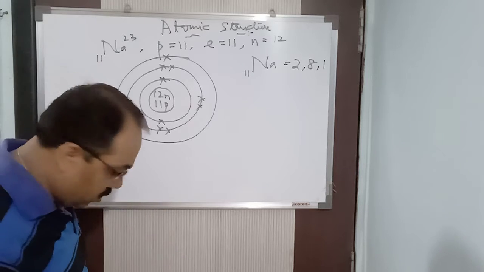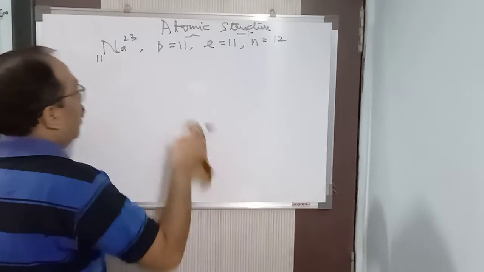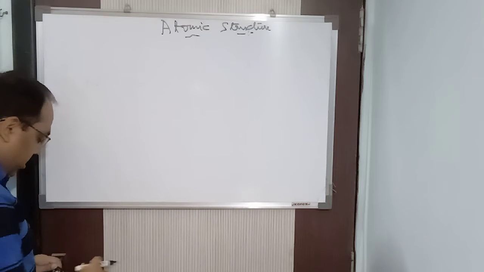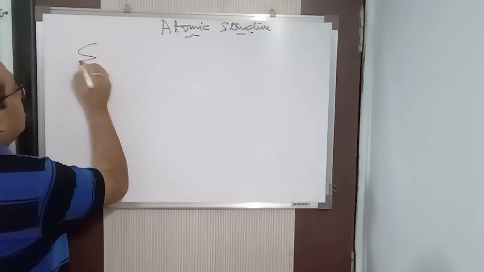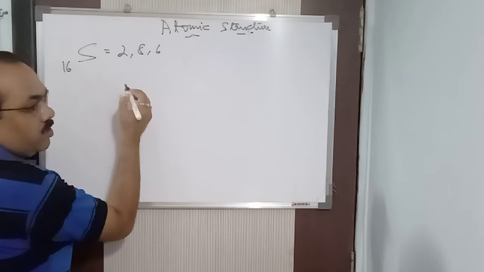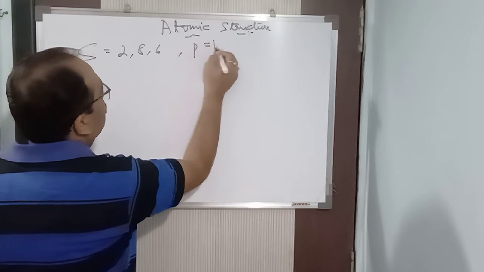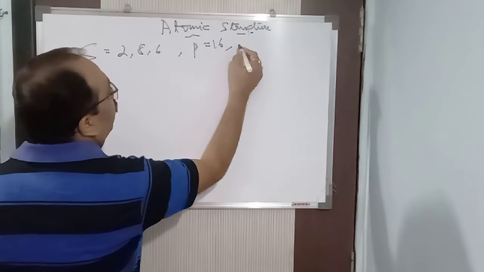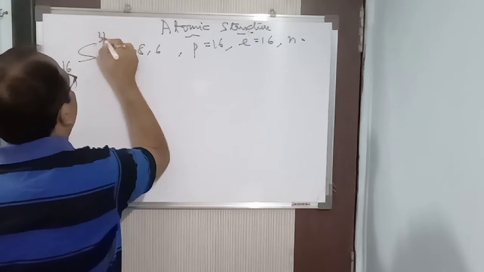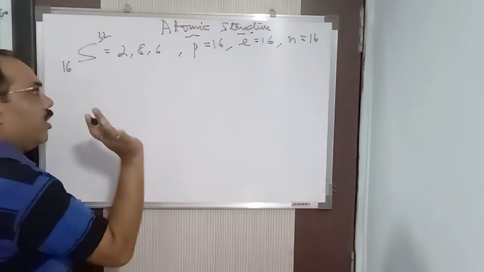Okay, fine. Now suppose I want to represent another element. Let us say sulfur. Sulfur has atomic number 16, so the electronic configuration is 2, 8, 6. The number of protons is 16, the number of electrons is also 16, and the number of neutrons, with sulfur's mass number 32, is 32 minus 16, which is 16. Alright, we got it in this way.